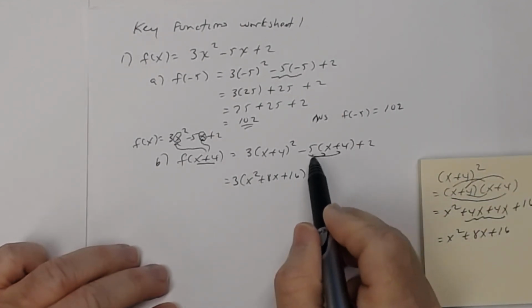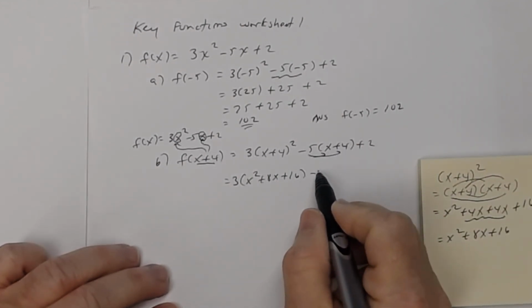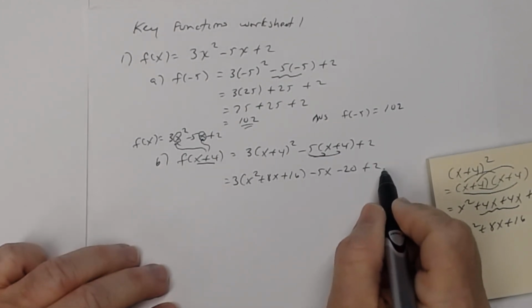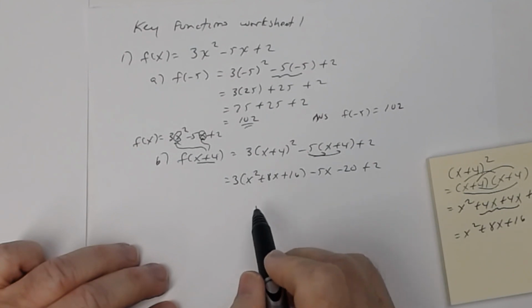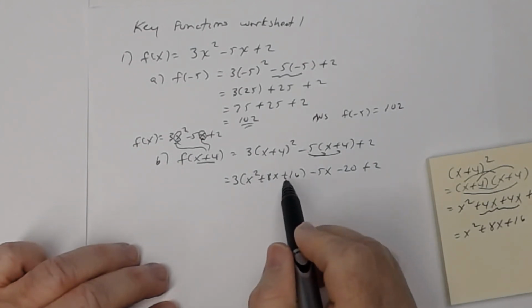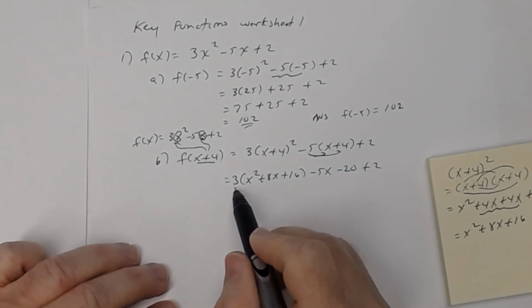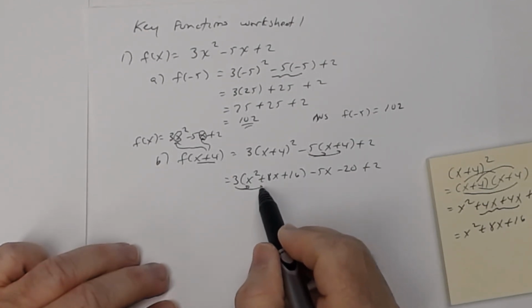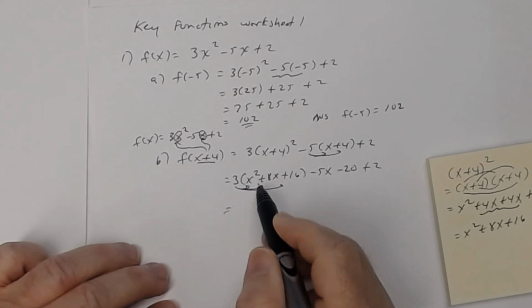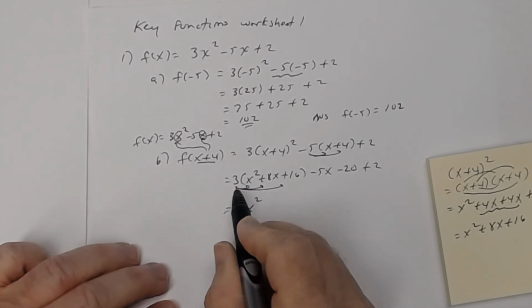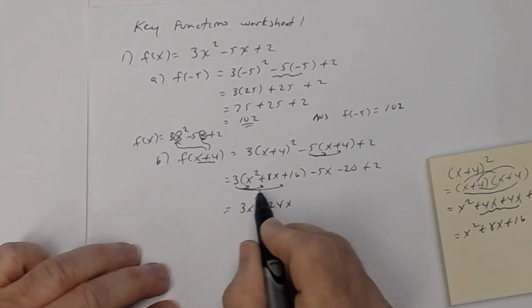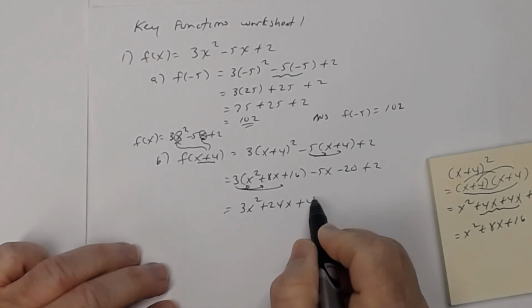And then let's go ahead and distribute this. Negative 5 times x is a negative 5x. Negative 5 times 4 is a negative 20, and then plus 2. So notice the work you had to show. Then we're going to get rid of these parentheses by using the distributive property now, because this is being raised to the first power. So now using the distributive property, I get 3 times x squared is 3x squared. 3 times 8x is 24x. 3 times 16 is 48.